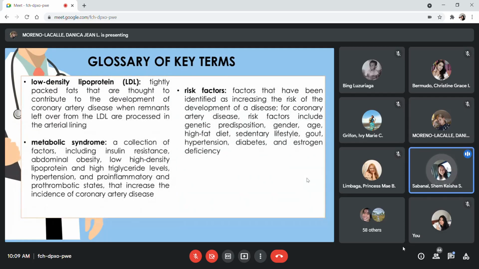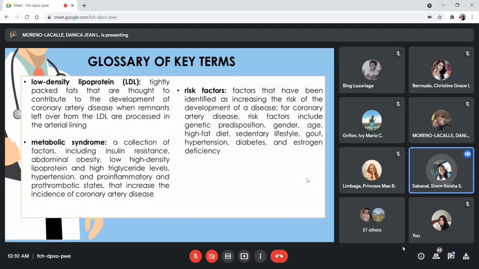Next, if we have high-density lipoproteins, then we also have low-density lipoproteins, or our LDL. These are tightly packed fats that are thought to contribute to the development of CAD when remnants left over of the LDL are processed in the arterial lining. And then we have metabolic syndrome. So what is metabolic syndrome? These are actually a collection of factors that increase the incidence of coronary artery disease.